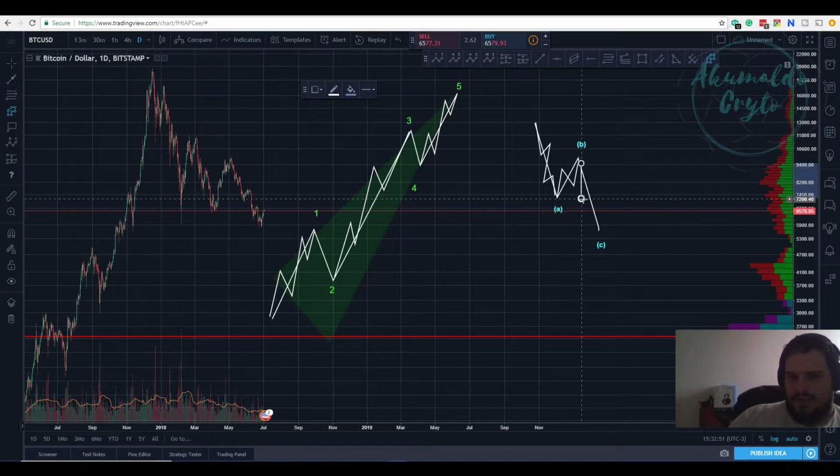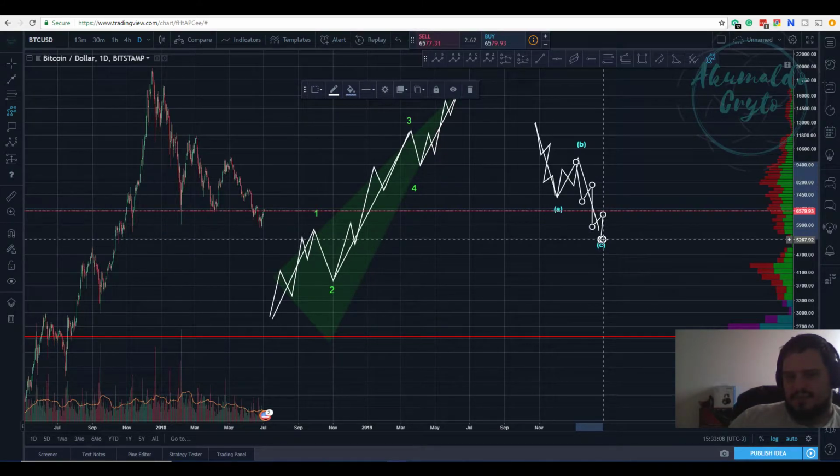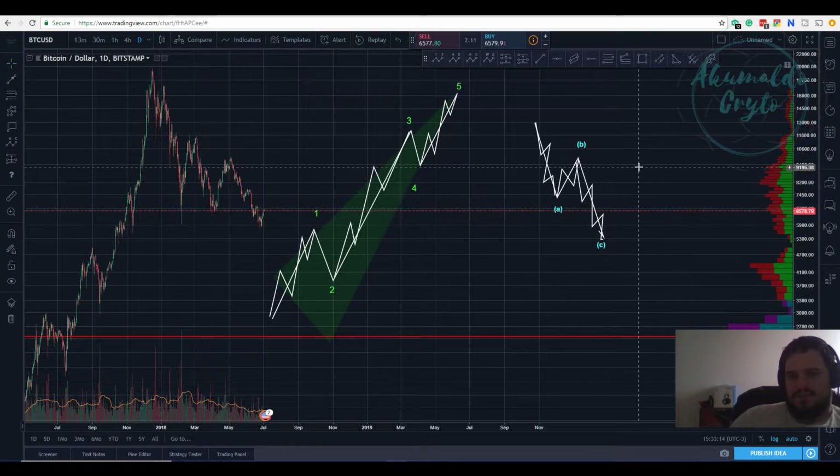A, B, C. I'm sorry. This is five waves down. Five waves down. It is wave C. We have 1, 2, 3, 4, 5. Not perfect. It's not symmetrical or anything, but yes, it's something like this.